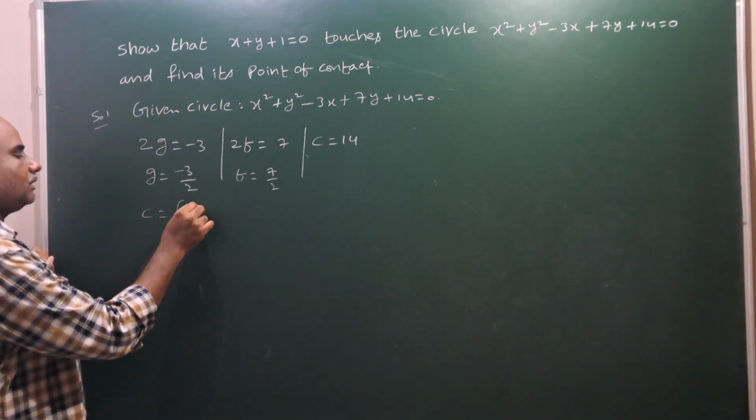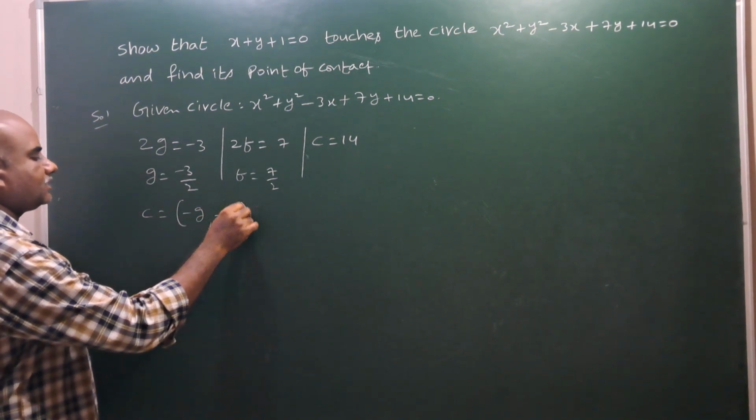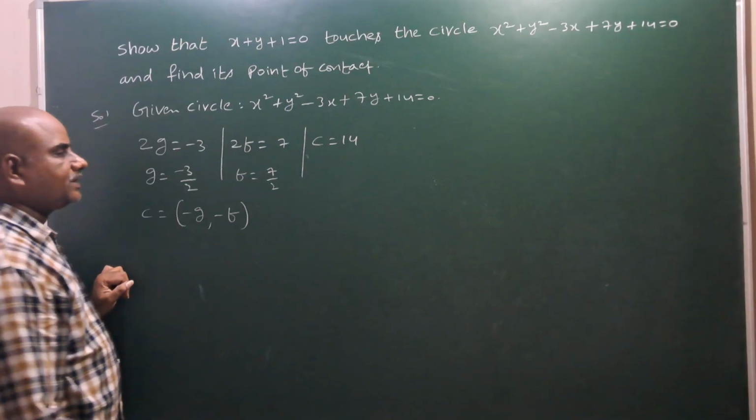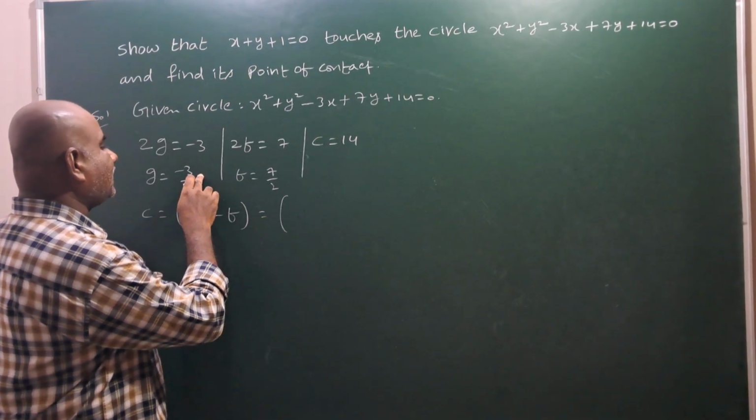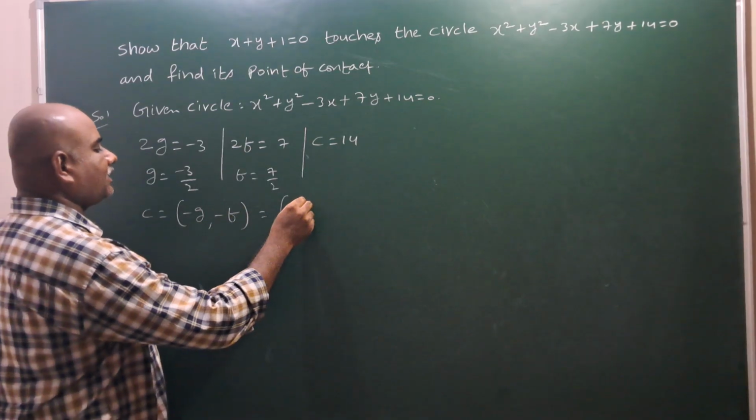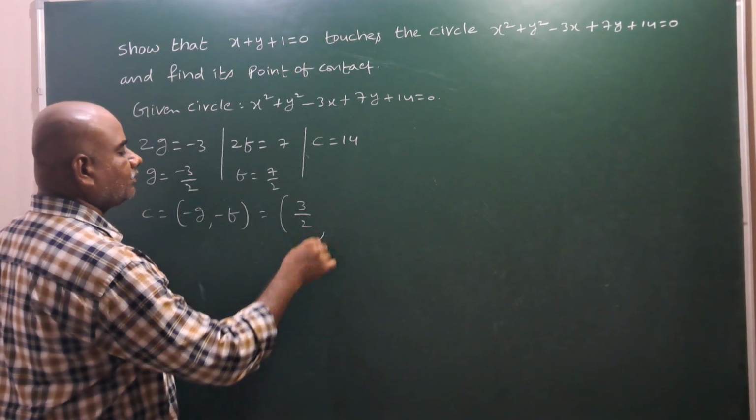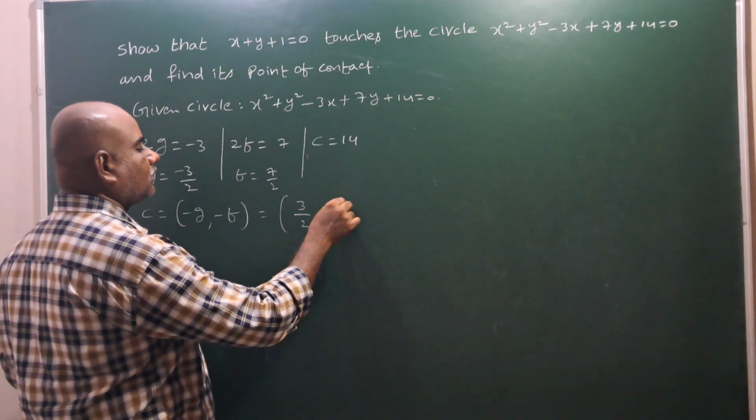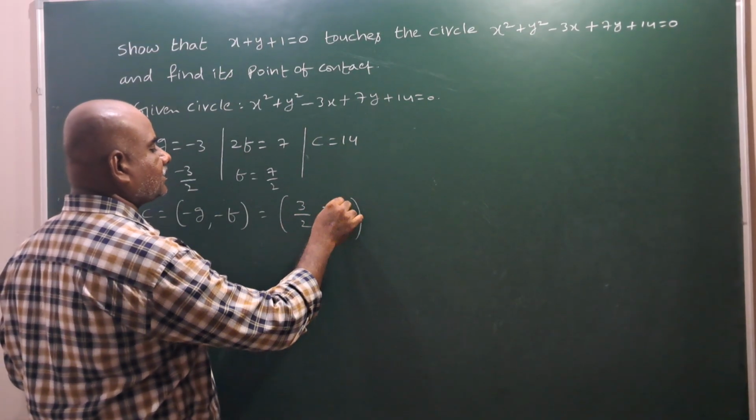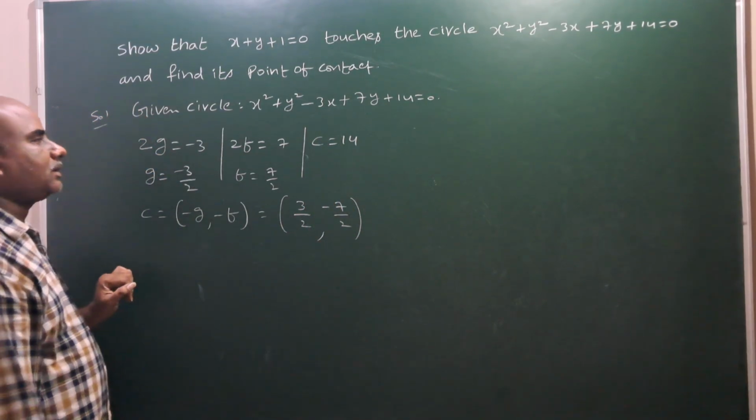Center is equal to, the formula is (−g, −f). Okay, center of the circle formula. Here g = −3/2, so −g becomes plus 3/2, and f = 7/2, so −f is −7/2. Now this is the center of the circle: (3/2, −7/2).